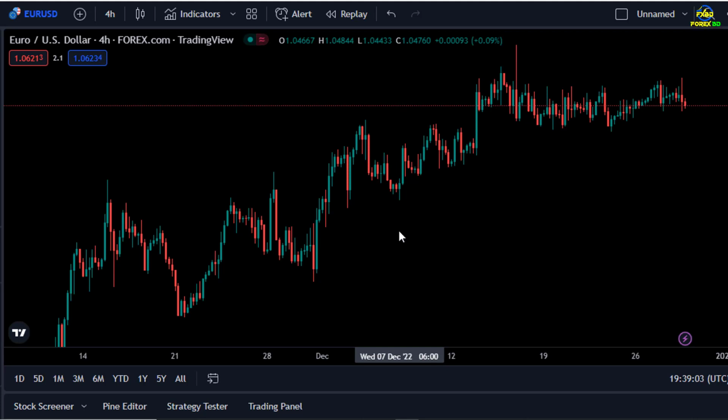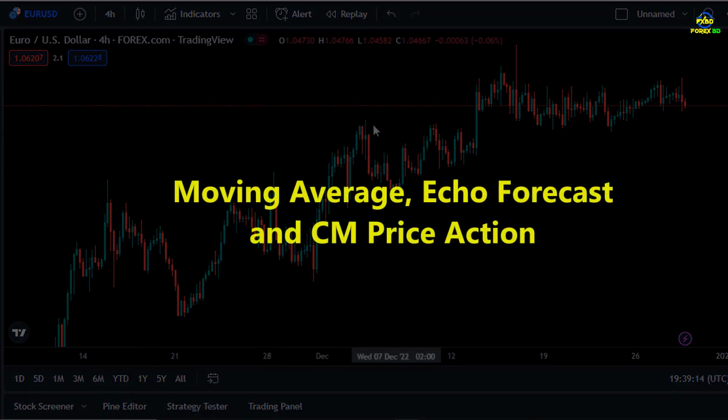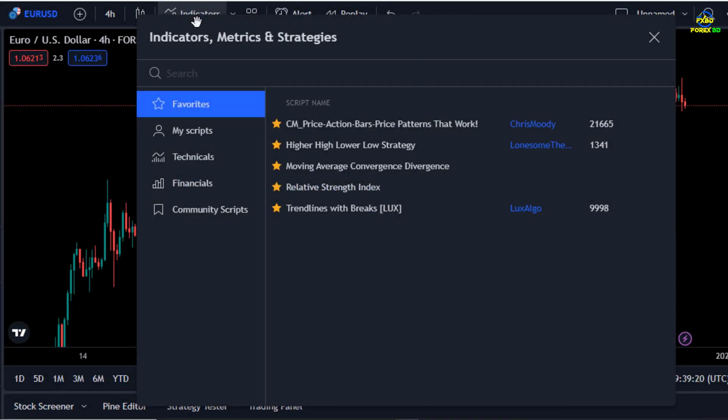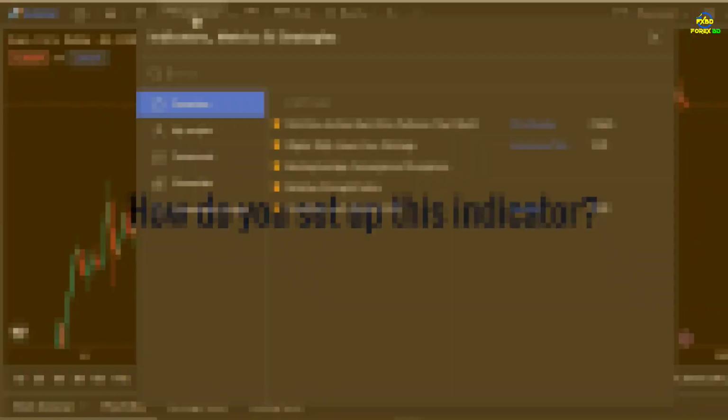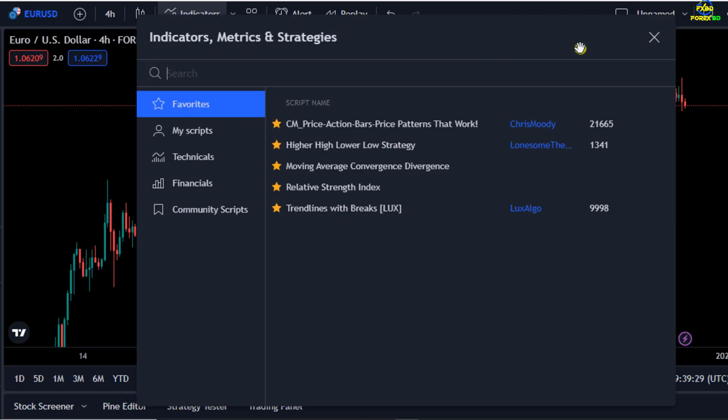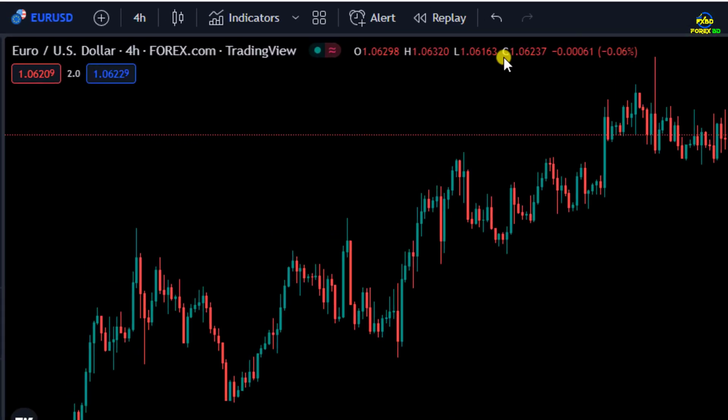In the beginning, we will show you how to set up the indicator here and what to set up. Here we need to set up some indicators for analysis, including moving average, echo forecast, and CM price action. We will analyze using these three indicators as well as show you the entry so that you can understand for yourself how these indicators can help. Let's take a look at the beginning. How do you set up this indicator?